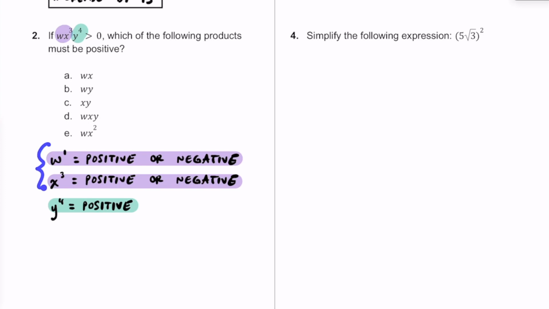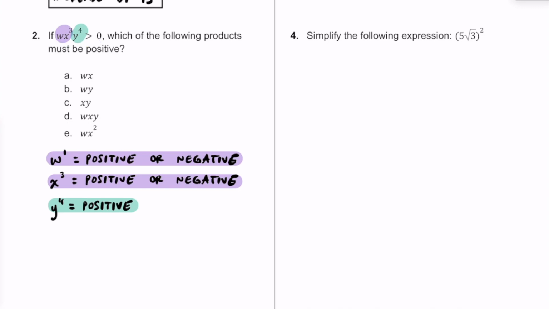However, if we can guarantee that their product here is going to be positive, then what is a positive multiplied by a positive going to be? Well, it's definitely going to be greater than 0 because it's positive. Now, if w times x to the 3rd power is equal to a negative number, a negative times a positive would equal negative, and that's not going to be greater than 0.